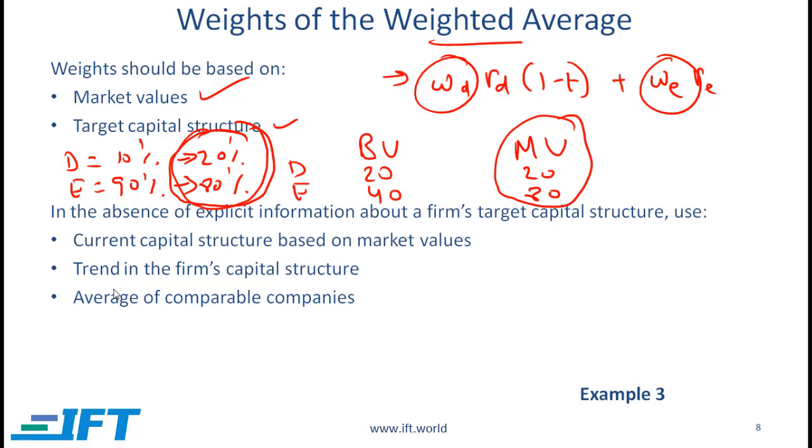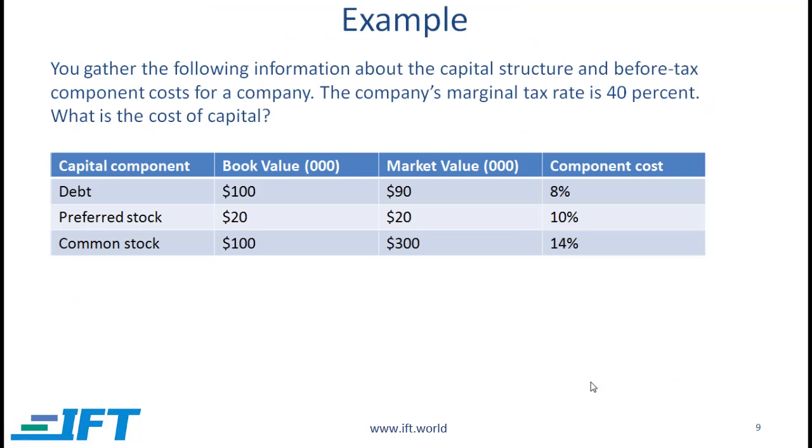If you are noticing that the company is increasing its level of debt, you can use your judgment and the trend that you are observing to come up with the target capital structure. That is subjective, but not a very critical point from an exam perspective. Or you can use the average of comparable companies. And this is illustrated well in example 3. It is a somewhat long-winded example, but the concept is very straightforward.